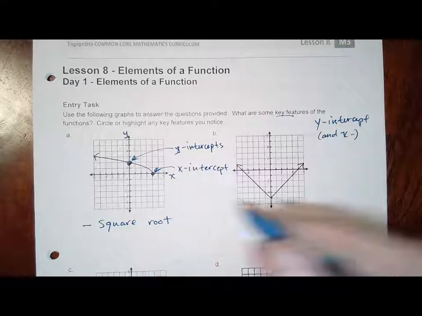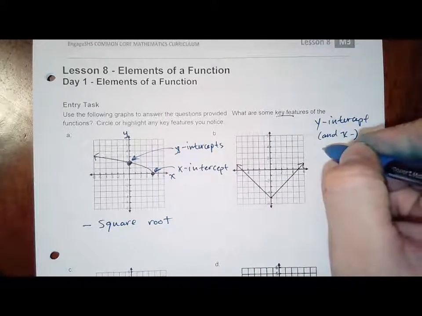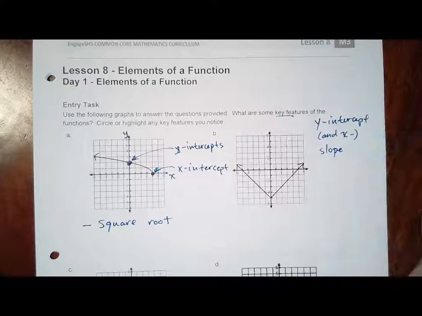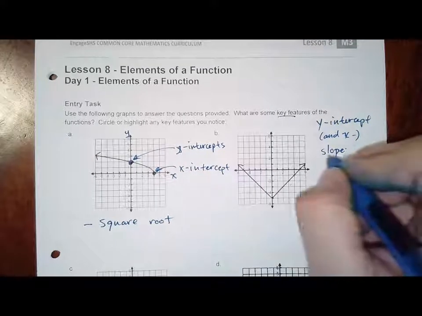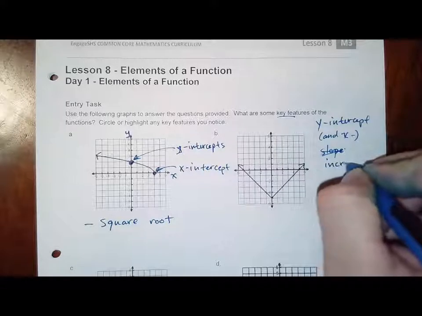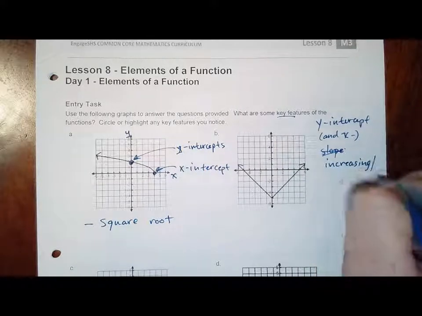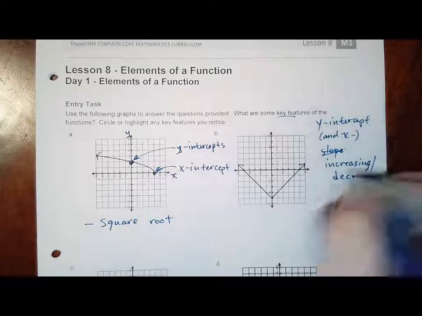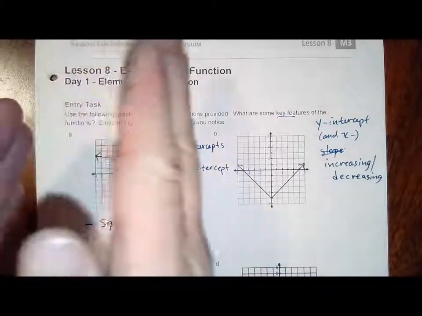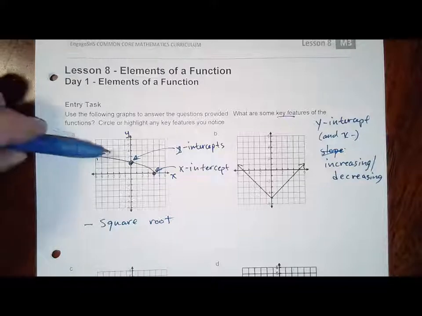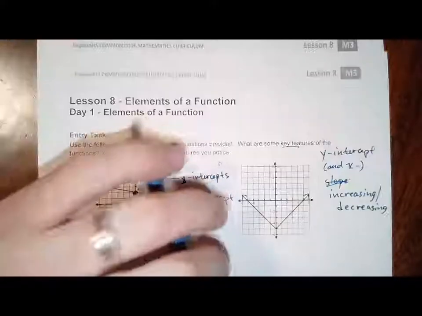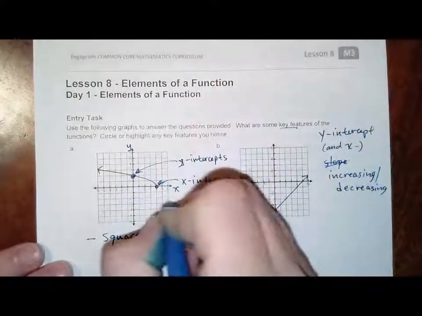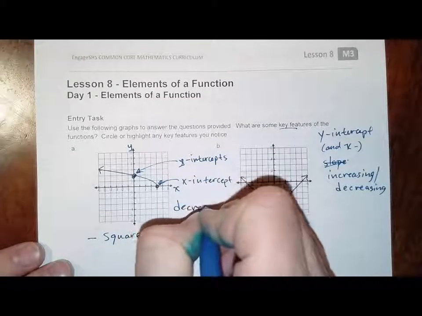We don't have a straight line, so we can't really talk about slope. But if you had a straight line, that'd be helpful. Maybe instead of talking slope, let's talk about increasing or decreasing. Is the function going up or down as the graph moves left to right? And if you see that, the graph is getting lower and lower and lower as we move to the right. So this is a decreasing function.